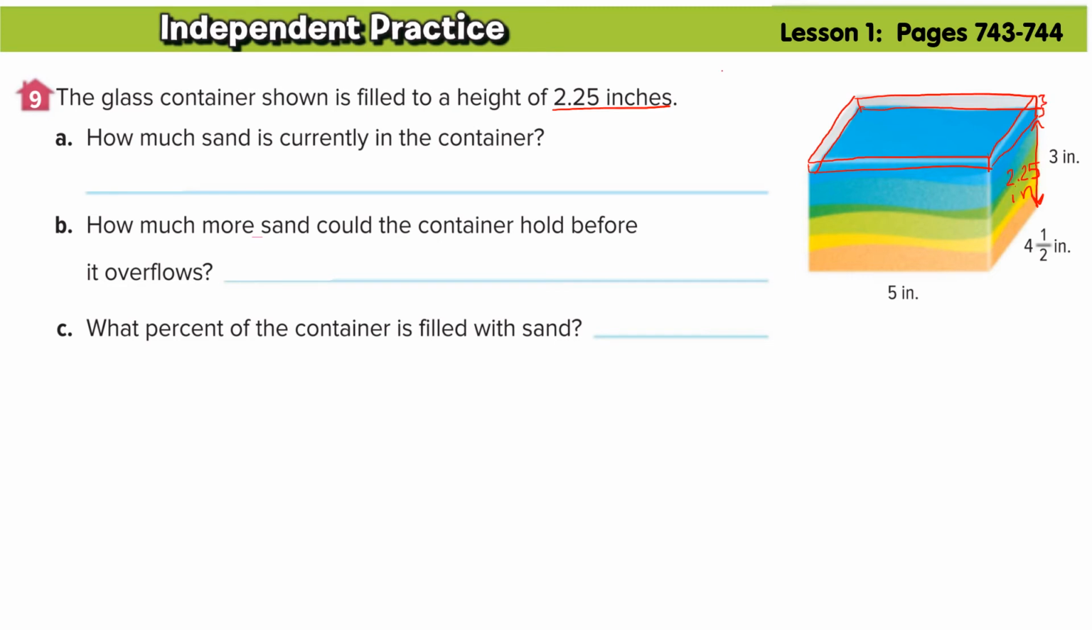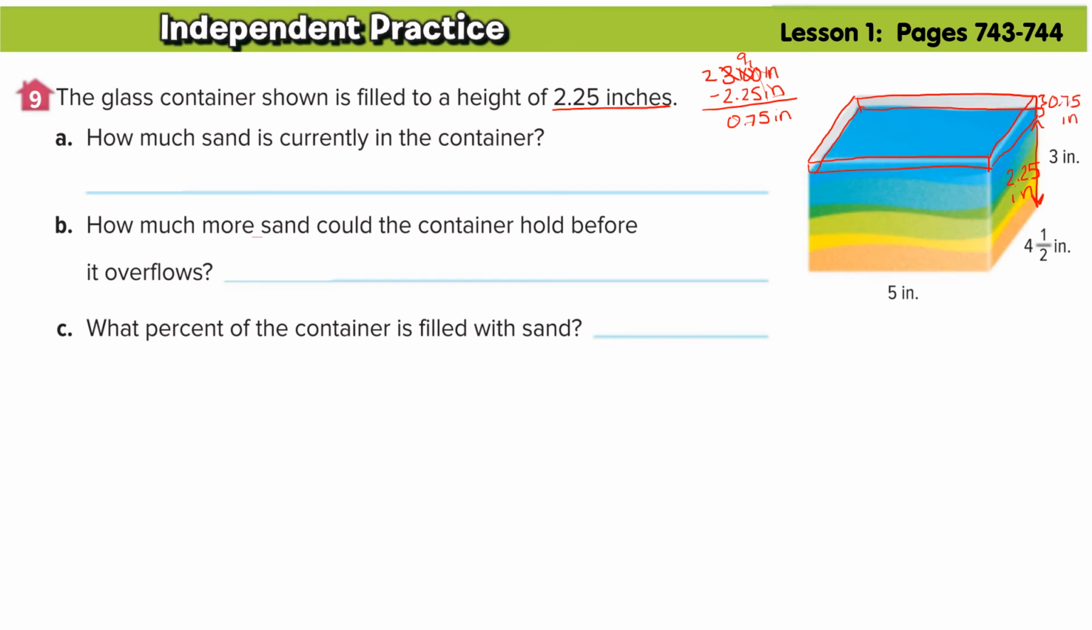So what would this right here be? So we have to take 3 inches, subtract 2.25 inches. So we're going to subtract. So that's 0.75. All right, so right here, this little gap is 75 hundredths of an inch.